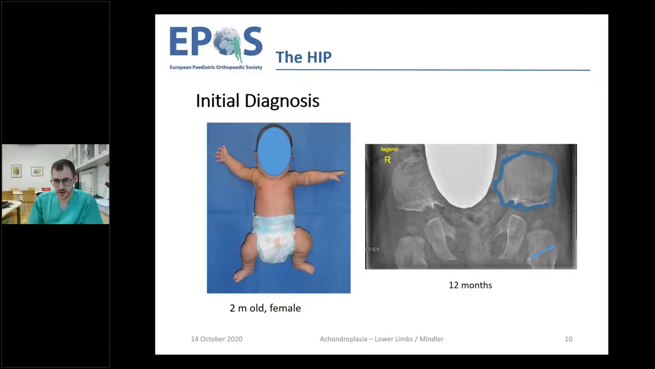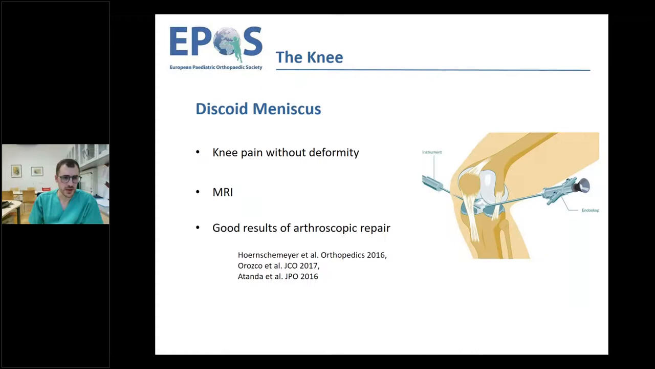We see the pelvic configuration as well as a flat acetabulum. The knee in achondroplasia is a very interesting topic. We can talk about the discoid meniscus, which is often a cause of a painful knee in achondroplasia, and some good results of arthroscopic repair have been reported.